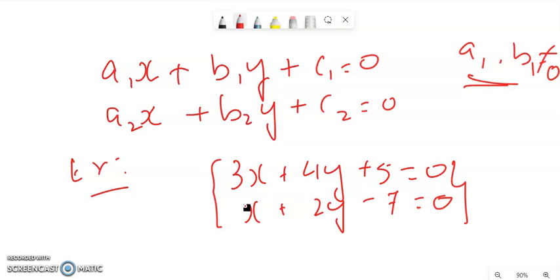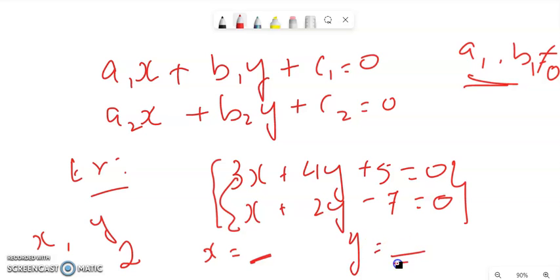You should also know the number of equations. What I told you here, I have two equations. Hence, I will be having two variables x and y, and I will be having solutions: x is equal to a number and y is equal to another number.